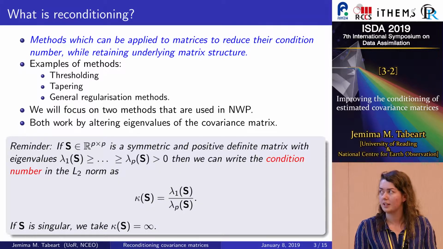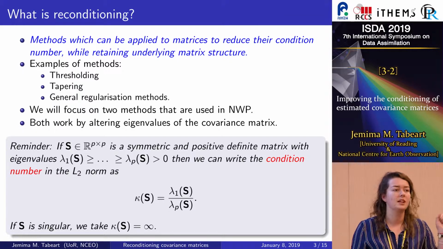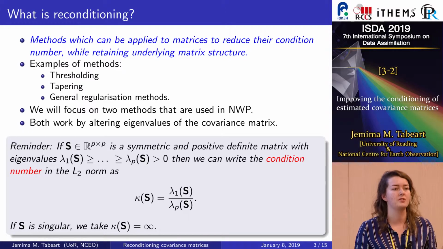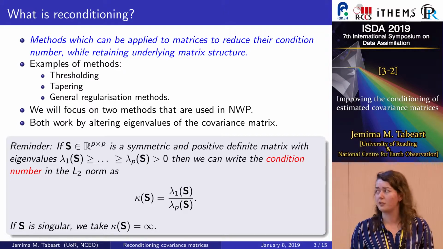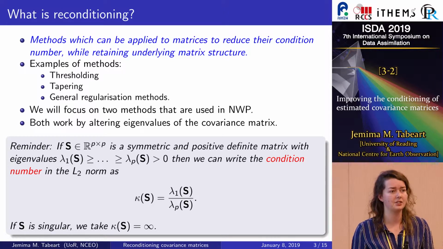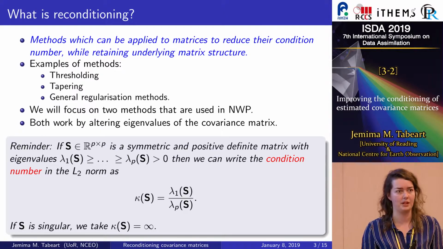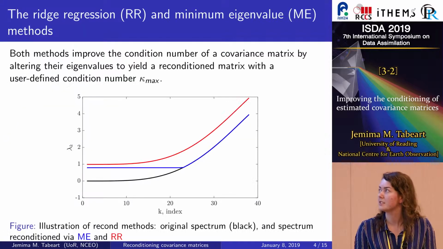Just as a quick recap, I'm using the definition of the condition number in terms of eigenvalues, where lambda 1 is the maximum, lambda p is the minimum, and the condition number is the ratio. We can do this because we're assuming everything is symmetric positive definite. If it's not, then we can take the condition number to be infinitely large, but the methods I show you today will ensure that we have a strictly positive definite matrix. The reason we care about the condition number is because it's related to convergence properties.